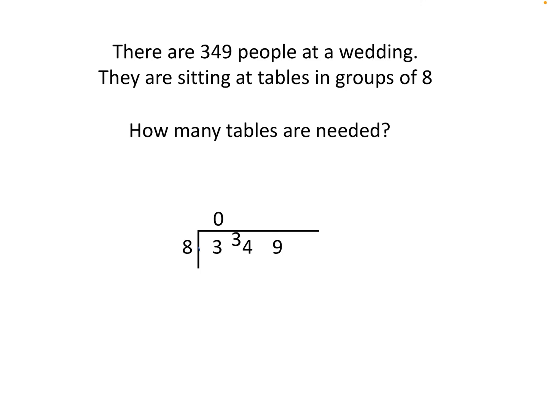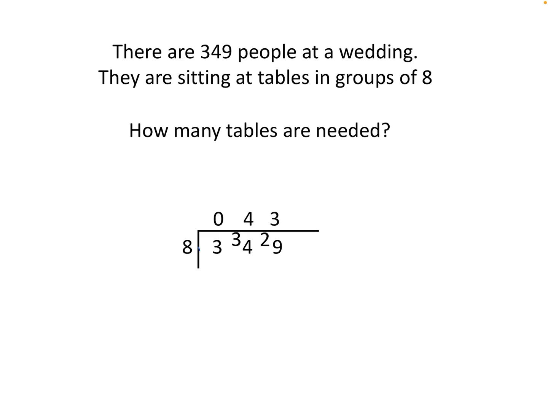So here we go. 8s in 34. That is 8, 16, 24, 32. So there's 4 of them, and we've got 2 left over. And that 2 left over goes here, because 8 times 4 is 32. We need to get to 34. We need an extra 2.